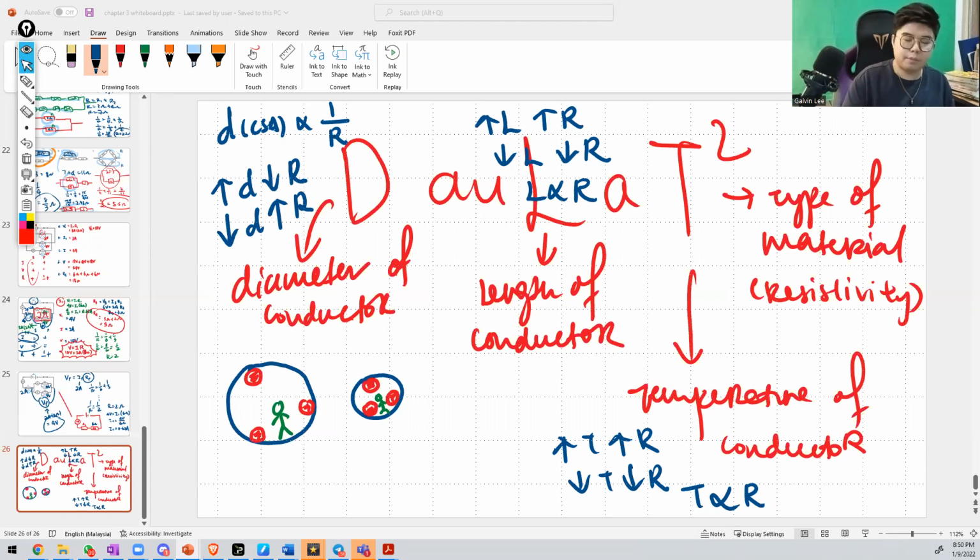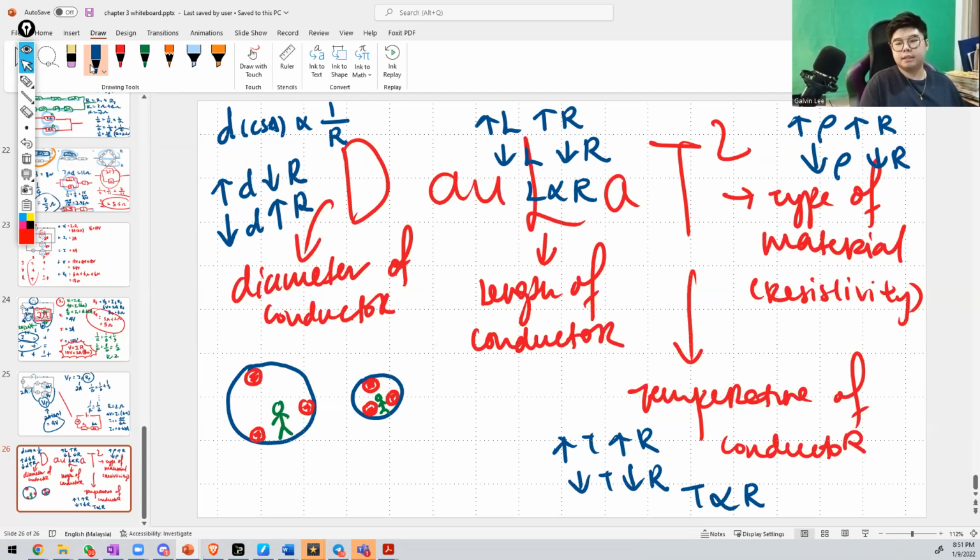Last one, resistivity. Resistivity is directly proportional to the resistance. Higher resistivity, which we represent using the symbol rho, means higher resistance. Lower resistivity, lower resistance. So resistivity is directly proportional to resistance. How to know resistivity? No choice, must Google, because like I said, it is a fixed value.